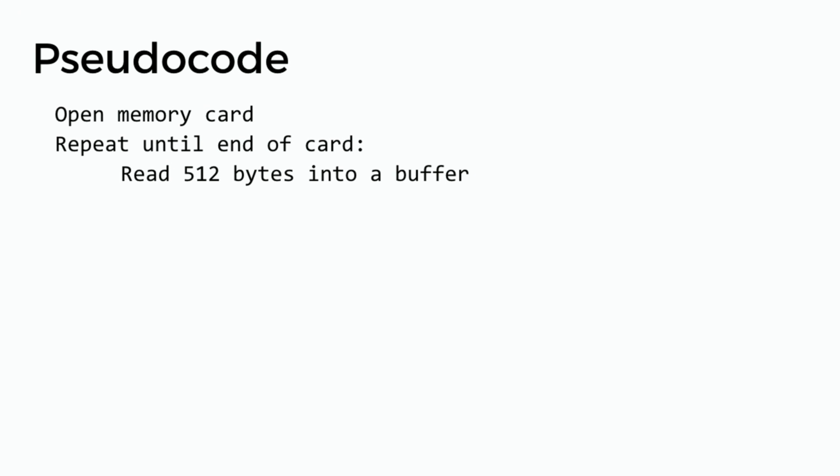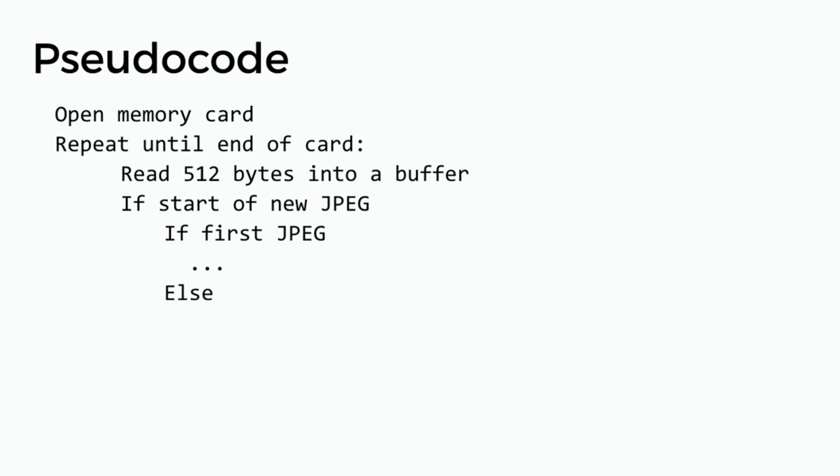Then take a look at the 512 bytes that you've read. If it's the start of a new JPEG, which you can detect by looking at those first 4 bytes and determining whether or not it's a JPEG header or not, then you know you've found a new JPEG. So if this is the first JPEG, you should start writing 000.jpg and start writing your very first file. Of course, if you've already found a JPEG, then you'll need to make sure to close the file you've just been writing to so that you can open up this new file that you're going to continue writing to.